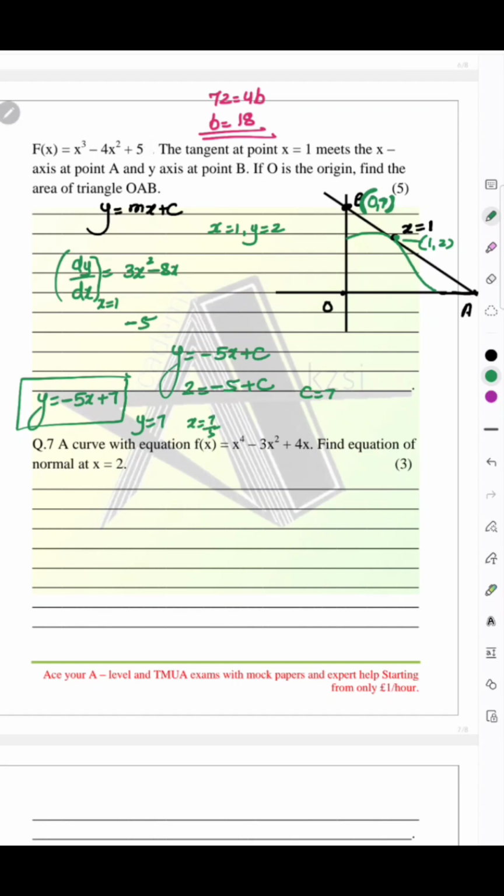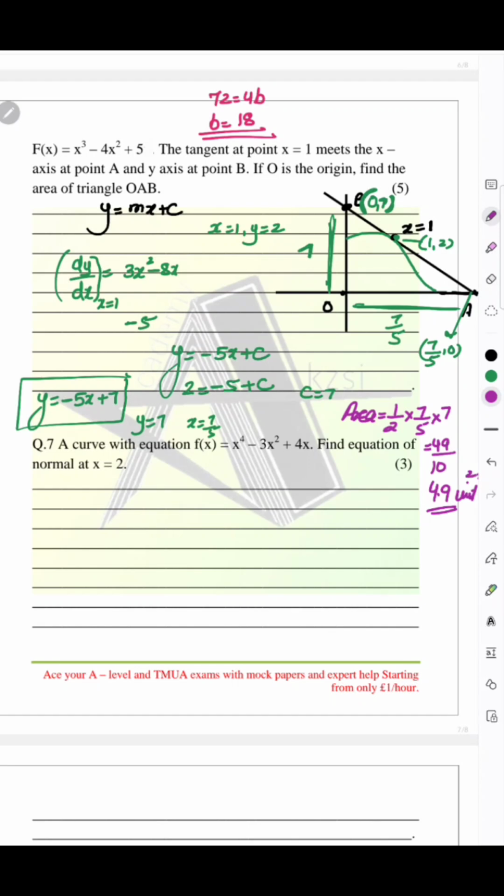That means this point is (7/5, 0). So this length is clearly 7/5, and this length is clearly 7. And this is a right triangle, so I have to apply half times base times height. So the area of the triangle AOB is half times base times height, which is 49 over 10. That is 4.9 square units. And that's the area of this triangle.